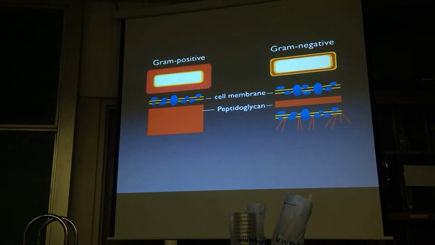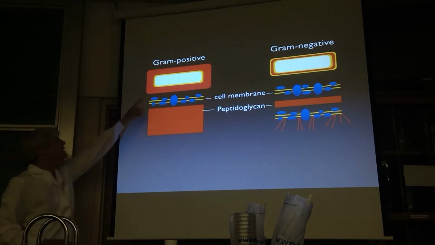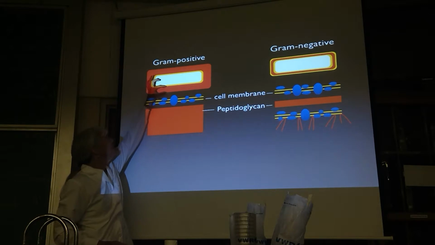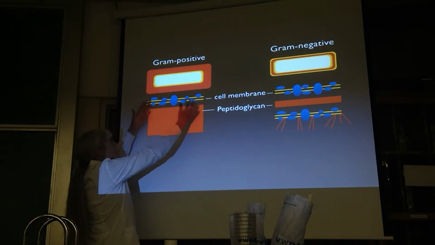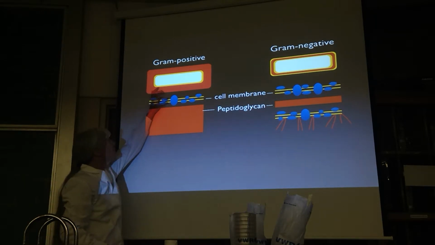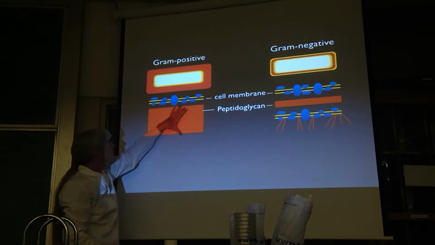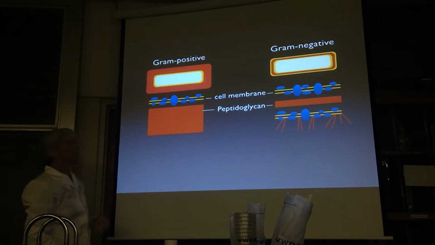So that's significant. Now we're looking at a diagrammatic representation of the gram-positive wall and the gram-negative wall. And what we're doing basically is looking at the gram-positive cell. The yellow layer here is cell membrane, and then we have a very thick layer of peptidoglycan. Imagine that extended downward. Here's the cell membrane, and here's the peptidoglycan. It's a very thick layer.